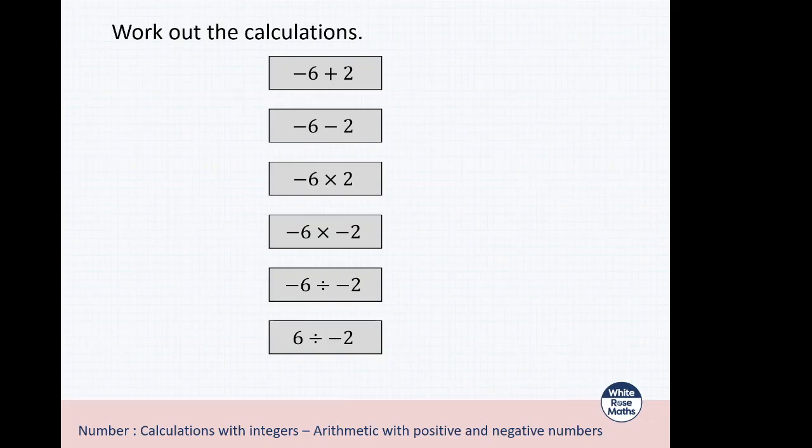We're looking at some negative numbers. Again, these are classic questions, guys, here for the foundation tier. So let's give these questions a go. -6 plus 2 makes -4. If you're adding to a negative, the number gets bigger, so it gets closer to 0. So it becomes -4.